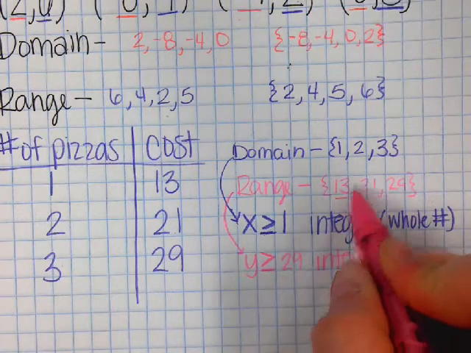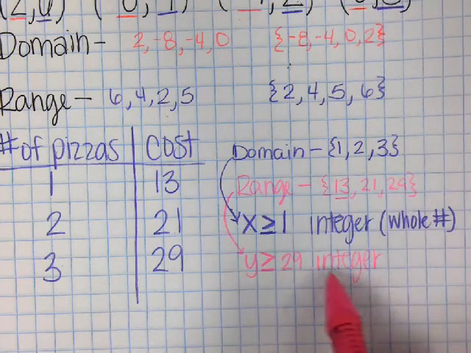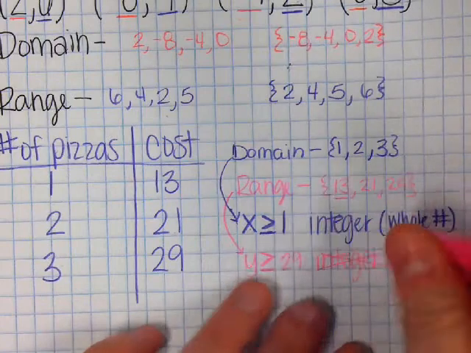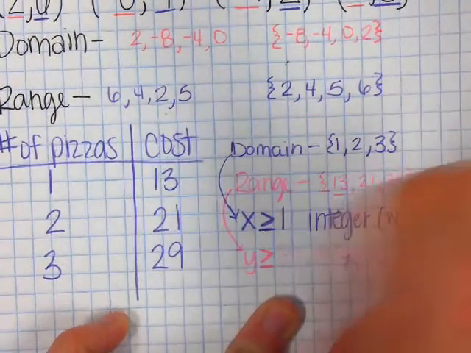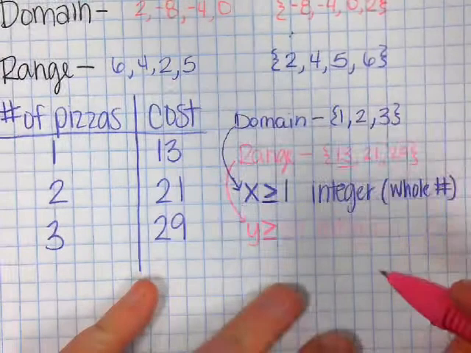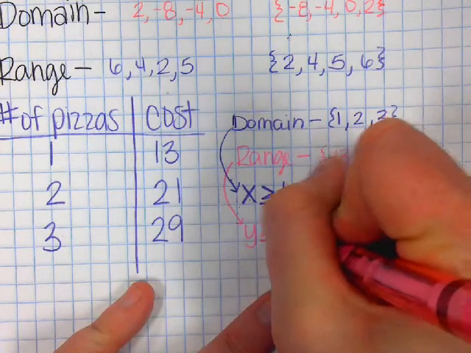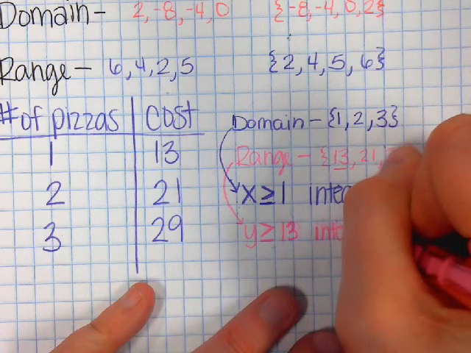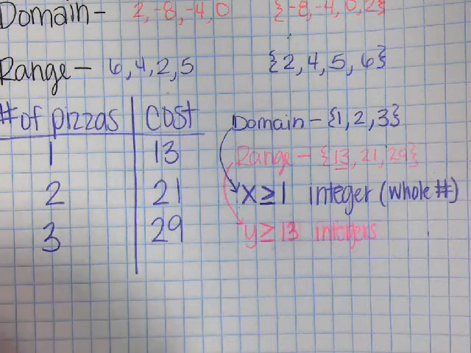There are no decimals. Yes, you could have had $13.50 or $13.55, and in that case, we wouldn't have written this part. But since they are all integers, you can just say, oh, and I wrote 29. Darn it. I'm sorry, I'm messing up. So y is greater than 13, not 29. 13 is the lowest. So you would say integers. So y is greater than 13.